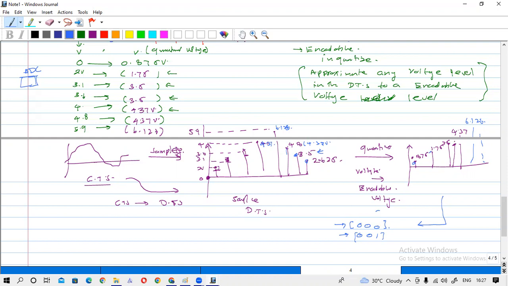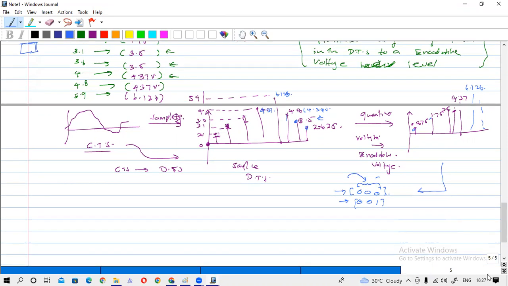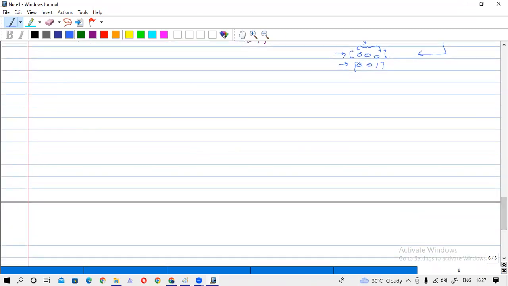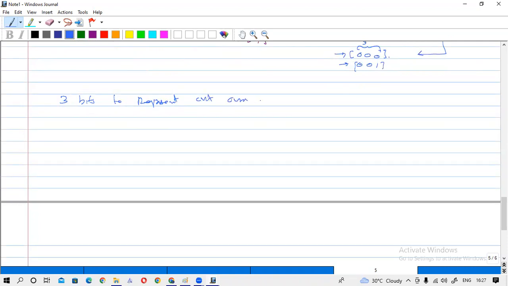Then, you can see that this is the number of bits we are using to represent a voltage level. In this example, we use 3 bits to represent our voltage level. Actually, this is called the resolution of the ADC.